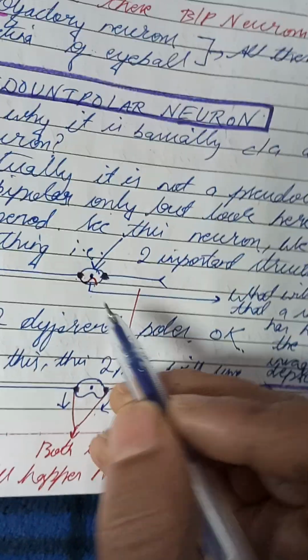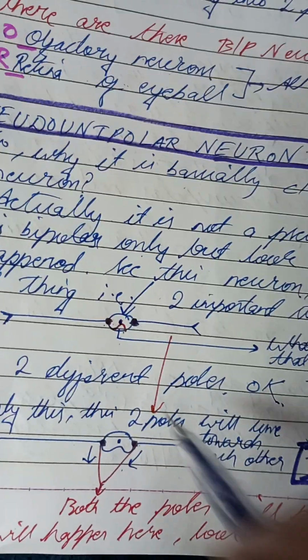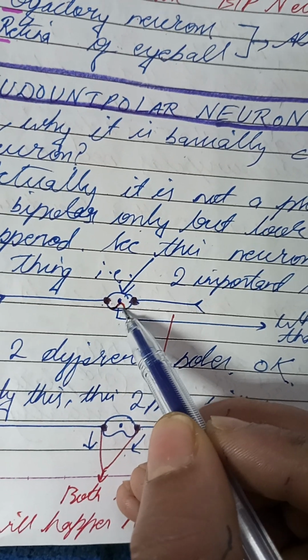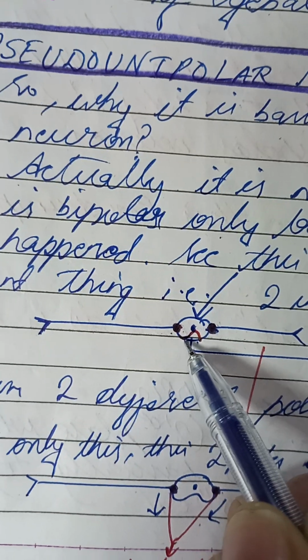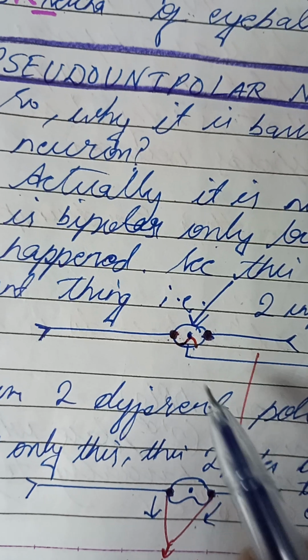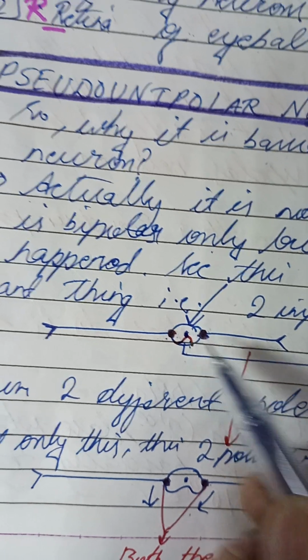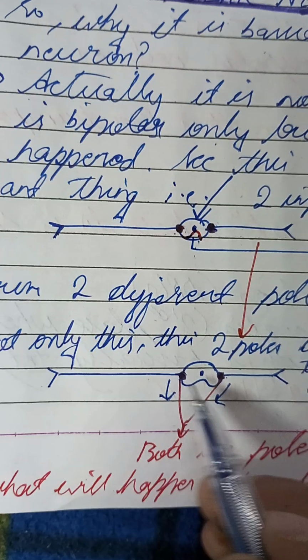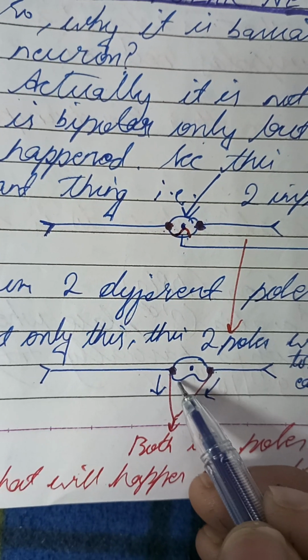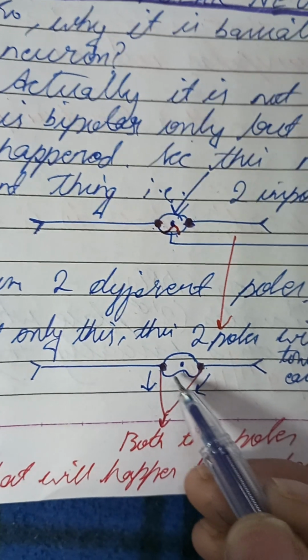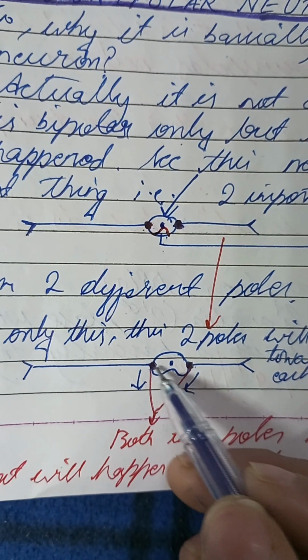But what happens here is a small depression, this red one. After this depression, the nucleus will invaginate into this depression. See, this is the second picture. This is the nucleus, and this small depression has happened, and the nucleus will invaginate into this depression, and these two poles. After this what happened?